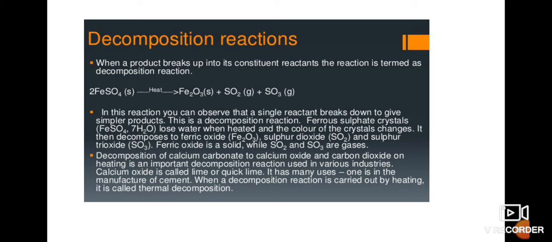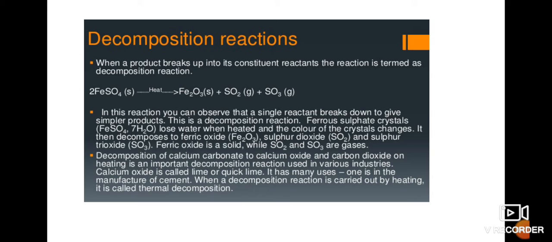Now, coming to the second type of reaction, it is called decomposition reaction. What is decomposition? It is considered to be the opposite of combination reaction, when a particular compound is broken down into simpler substances with the help of heat, light, or electricity. To begin with, if heat is used to break down a particular compound, the process is called thermal decomposition reaction. Thermal.